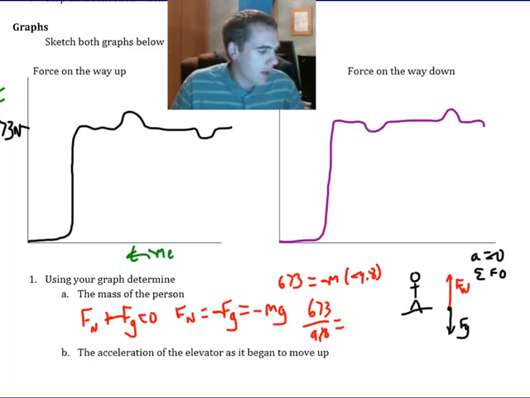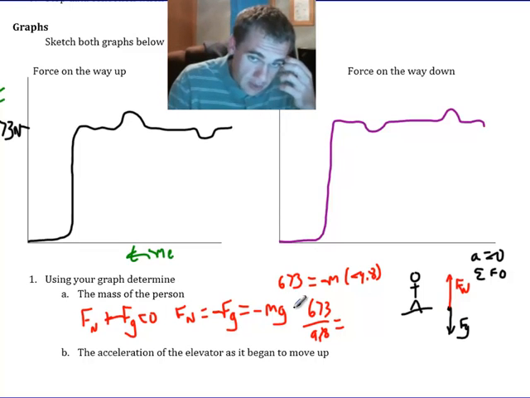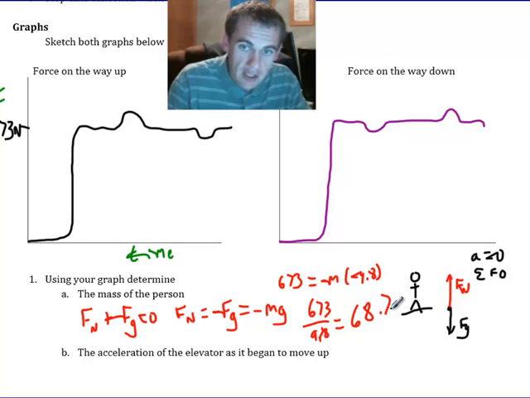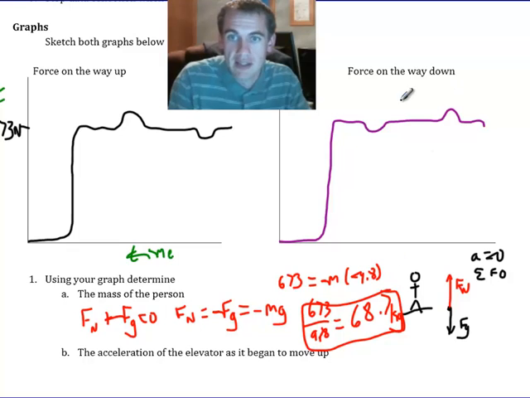And if I do that real quick, I get 68.7 kilograms. Okay? So the mass of the person equals 68.7 kg. Mine's kind of messy, but you get the idea, right? We're just going to take whatever this mass is here and divide it by 9.8.